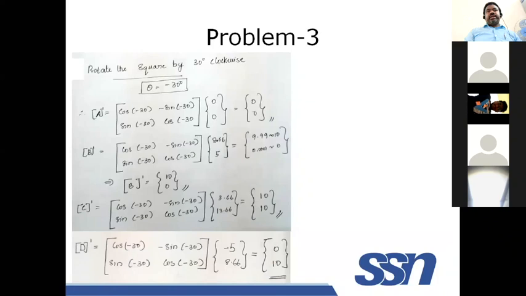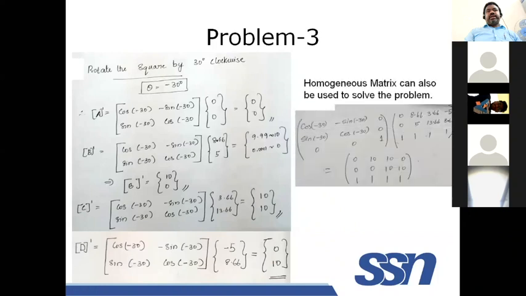This problem can also be solved by using translation matrix. Sorry, homogeneous matrix. Okay, how to solve this? This remains same. Okay, what is the difference between this and this? Here I have added this last row 0 0 1. This is 0 0 1 last column. This expression remains same. Cos, sin, minus sin, cos. Since it is clockwise, -30 degree is substituted here, and this is the point.